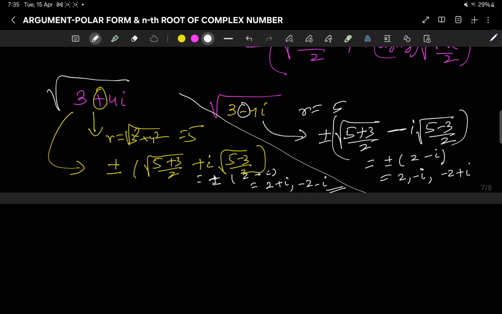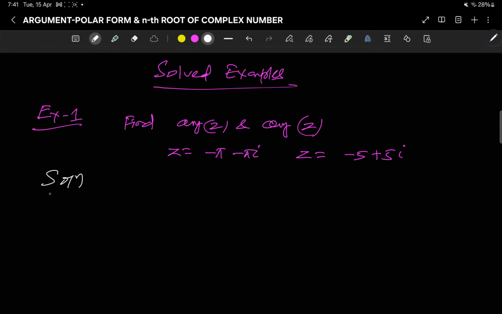Okay. Coming to example 1. Suppose you are asked, find arg z. Principal value and general value.